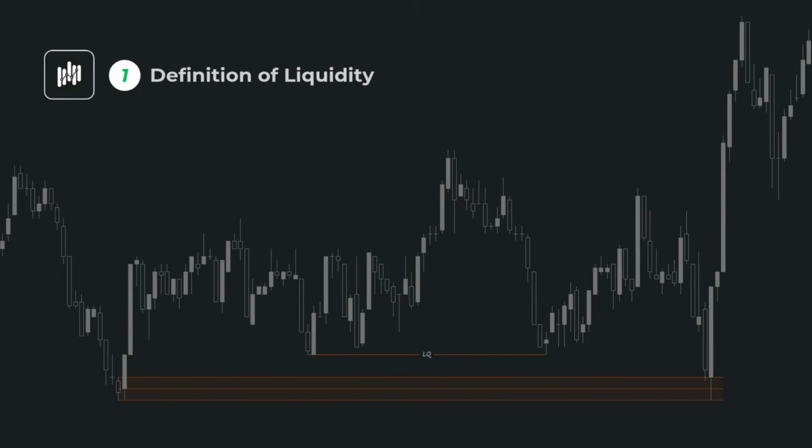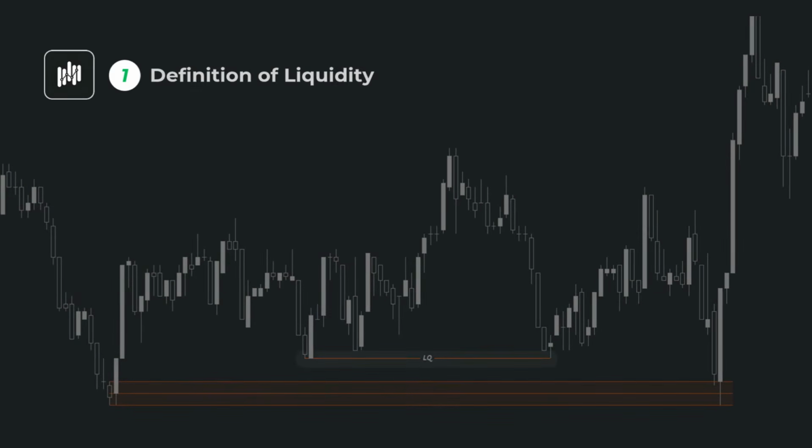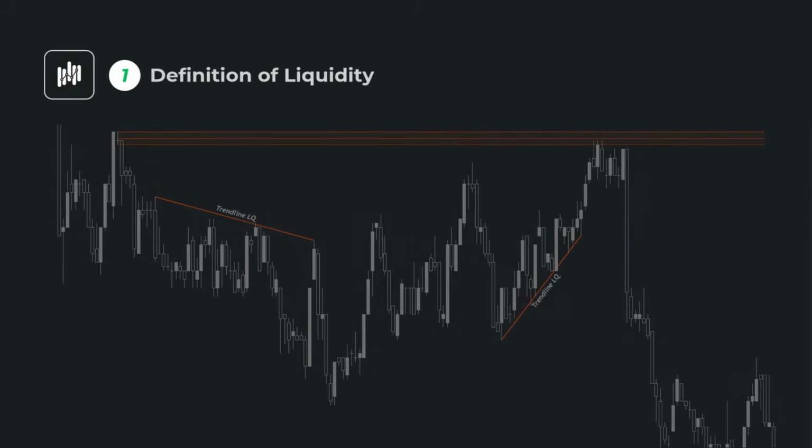Section 1. Definition of liquidity. Now, let's take a closer look at what liquidity actually means. In the smart money concept style, liquidity refers to areas where a large number of orders are concentrated, the same places where most traders have placed their stop losses.